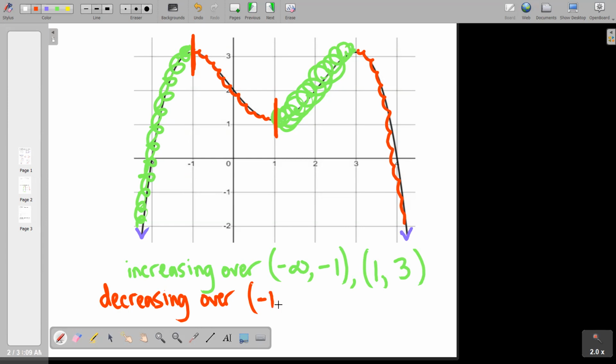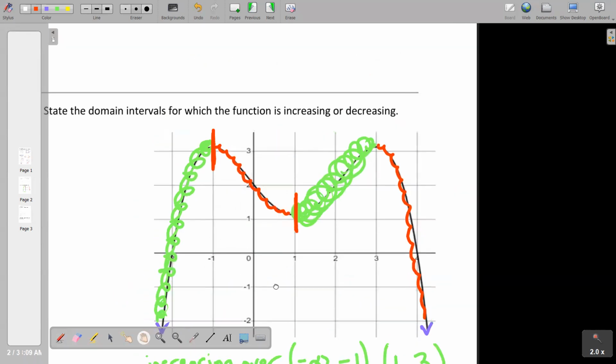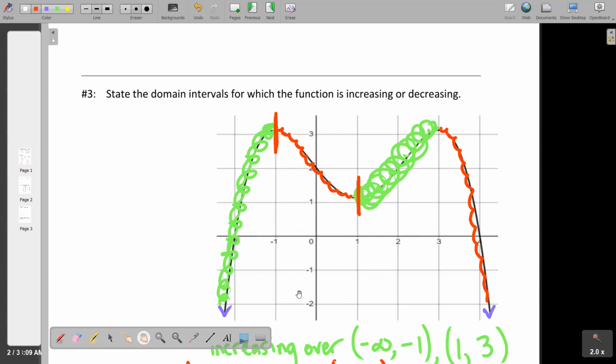Negative one to one, comma, and then I have a second interval from where to where? You got it. That's all there is. There's not a lot of meat on that particular bone, unless I'm mistaken. I believe this question just says to state the intervals for which it's doing those things. So that's it. Any questions there?